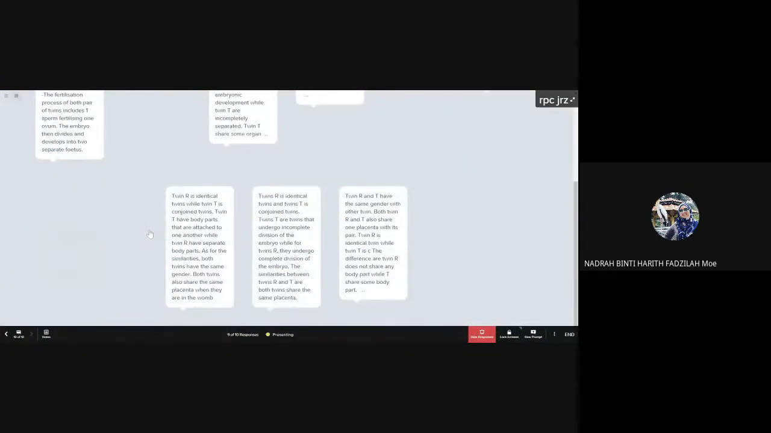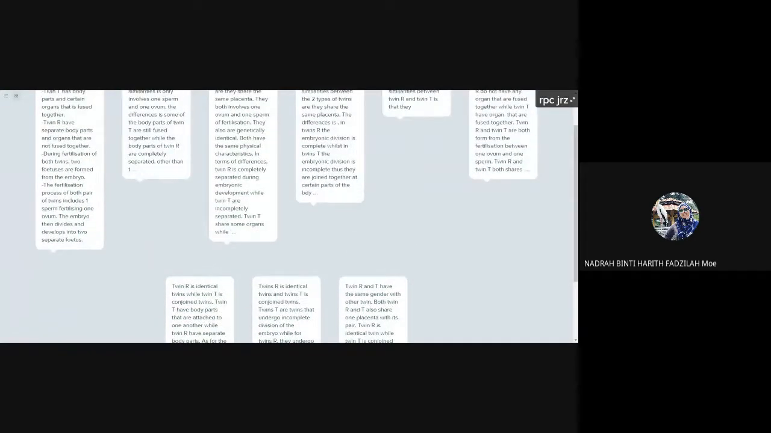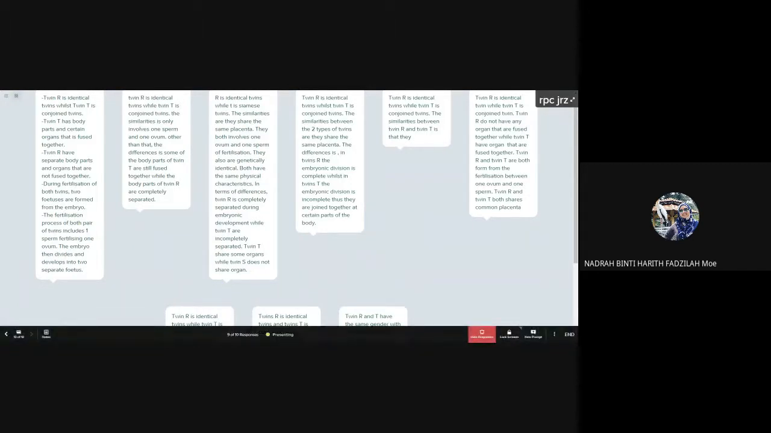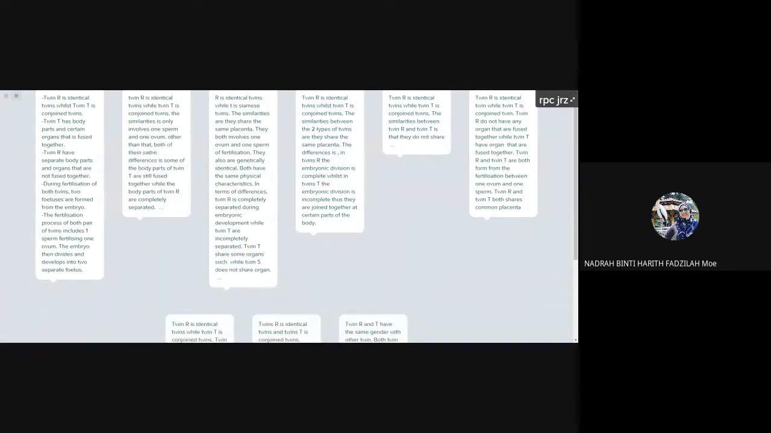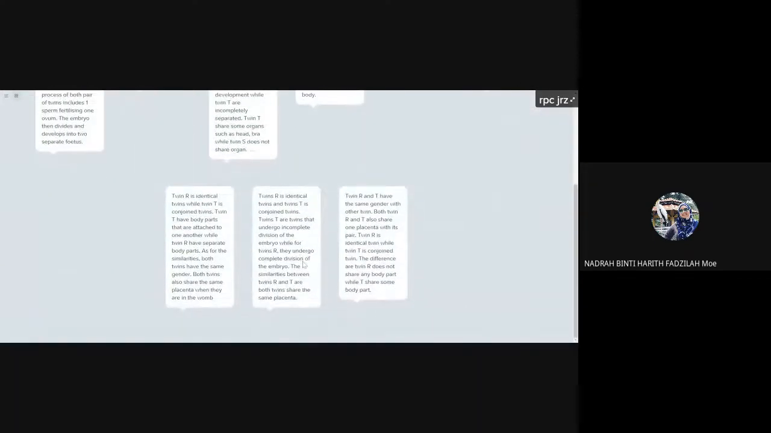Alright, so sambil kamu tulis-tulis similarities memang ada banyak. Satu lagi explanation yang boleh untuk fertilized by one sperm, one ovum ialah both will have the same gender atau both will have the same physical characteristics. Okay. Share placenta tadi dah kan? Okay. Itu adalah explanation lepas kita bagi tahu involve only one sperm and one ovum lah. Okay. Itu adalah dia punya elaboration.